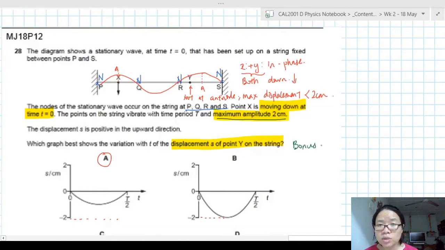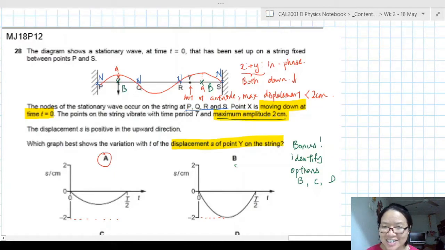Now, here's a bonus. Identify the MCQ options B, C, and D on your string. Okay, I think B is pretty obvious. B would be the antinode between RS or the antinode between PQ. Remember, RS is a photocopy of PQ.